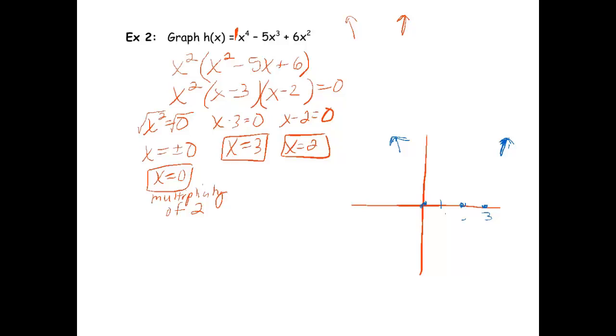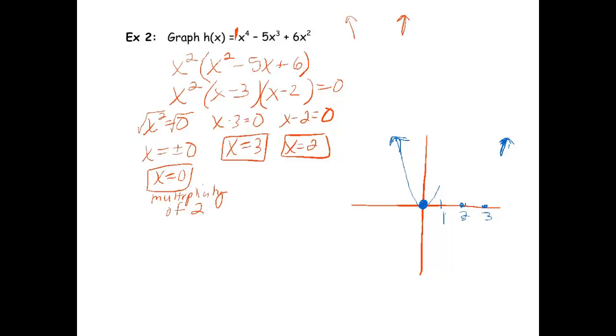We only want to hit the x-axis and bounce back up like this if the multiplicity is 2 or 4 or 6 or obviously any other even number. So notice back here that when we found that x was equal to 0, its multiplicity was 2. That is very special. We want to remember that at this point right here at 0, the graph is going to have a bounce in it. I call it a bounce. You could just say it hits the x-axis and then it starts to change direction if you wanted to.